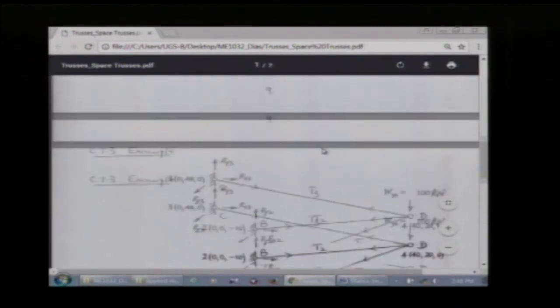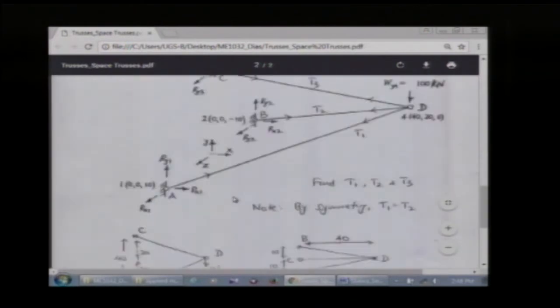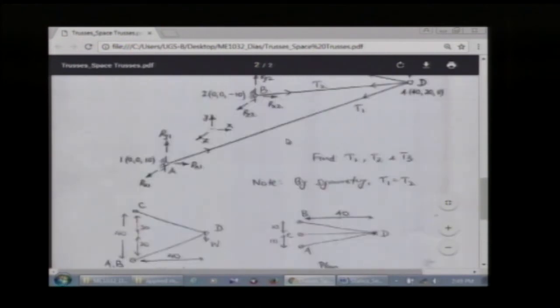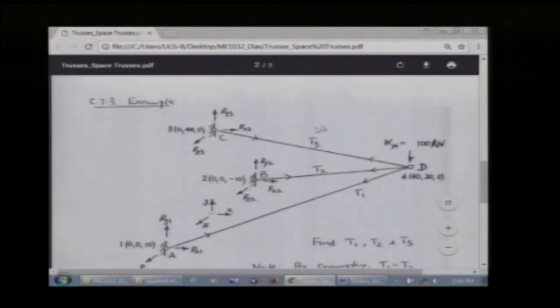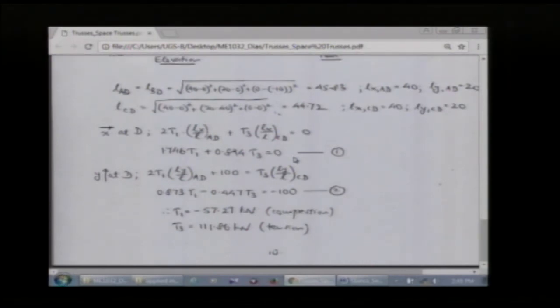So that is why we have put Fx for BD plus Fx for CD plus Fx for CD is equal to 0. But these two are the same, right? So 2T1 into this plus T3 into the same component here, same ratio here, will be equal to 0, right? So since we know Lx and this length and L and Lx and that length for both AB and CD, we can get one equation like that, right?